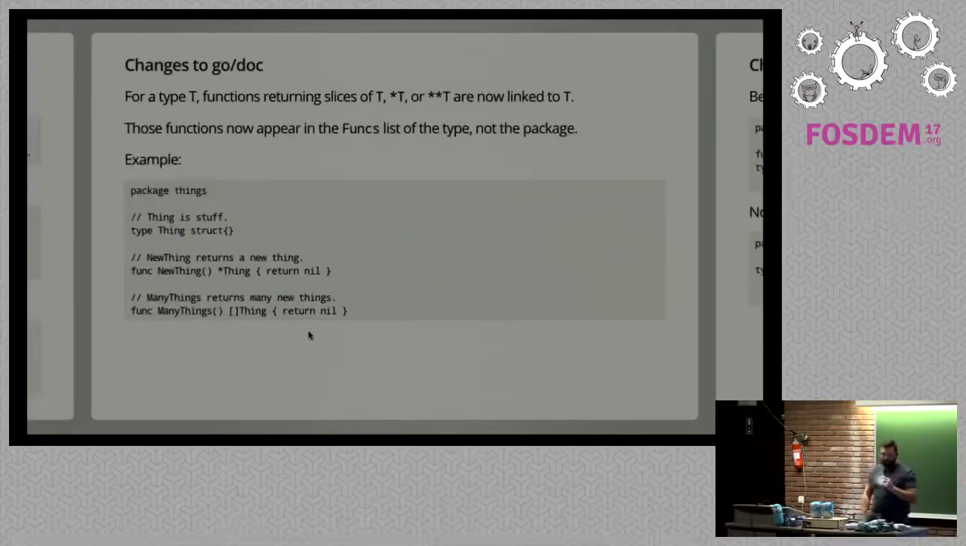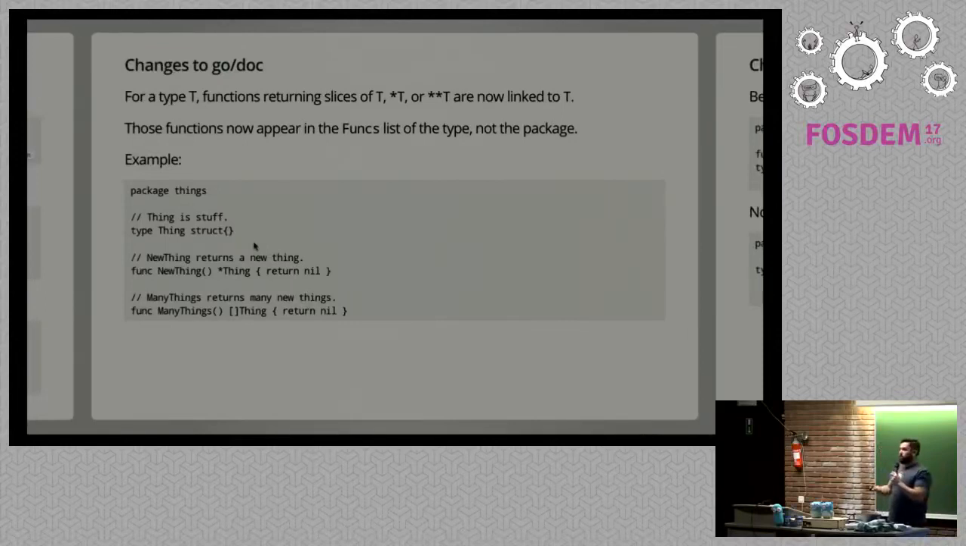Also, there's changes to GoDoc. This is a change that is in between the standard library and also tooling. It's a little bit on both sides. Basically, until now, you know that in the documentation, when you have a new foo that returns a pointer to foo, when you look at the documentation, you see it tied to the foo type, right? You see foo and new foo. But if you are returning a slice of foos, that was not tied to it.